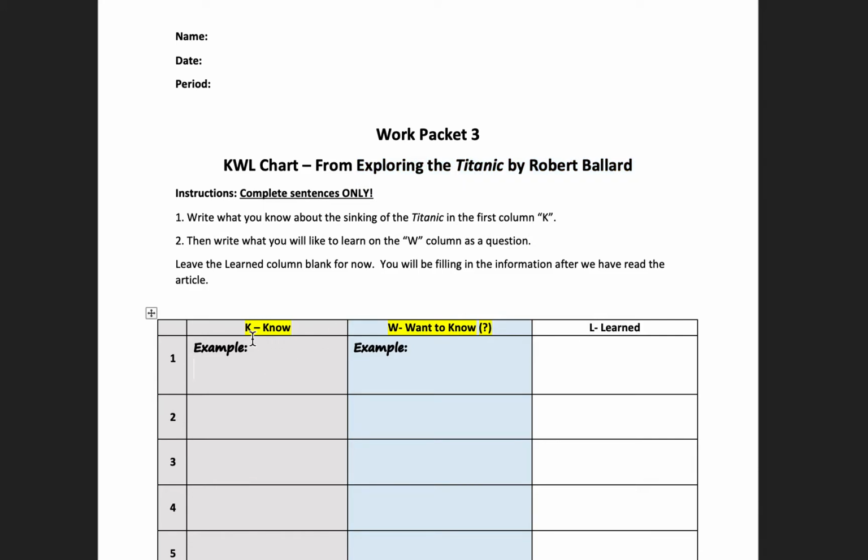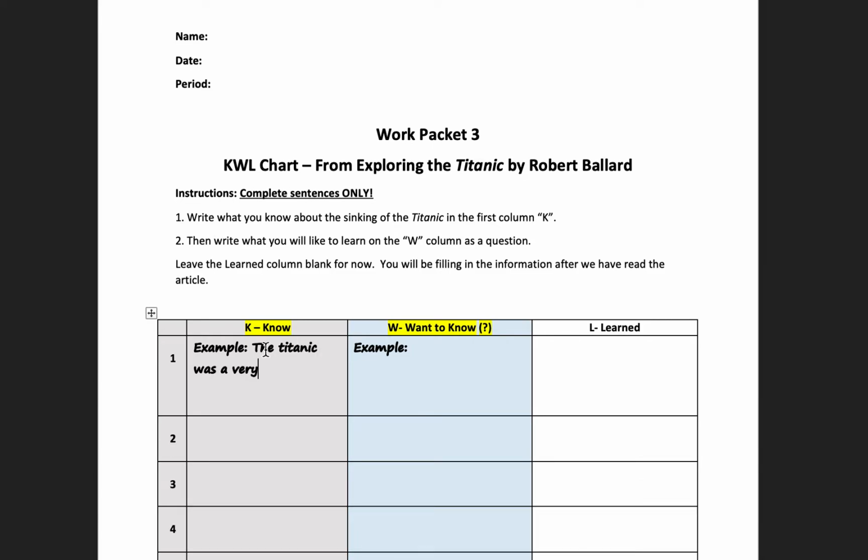Okay, so the first part is know. So what do I know about the Titanic? Well, I know it was a really big ship, so I'm going to write: The Titanic was a very large ship. Period. Complete sentence. Okay. So it pretty much is saying what I know about the Titanic.